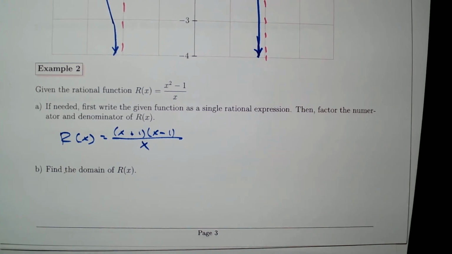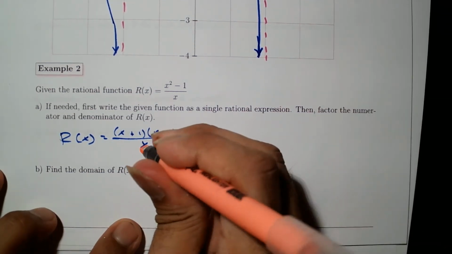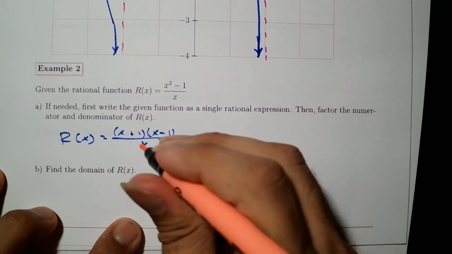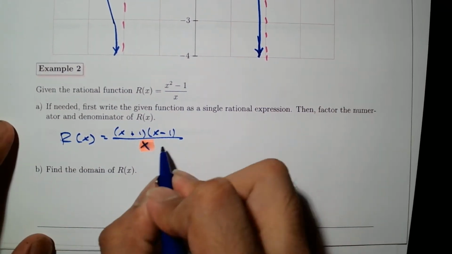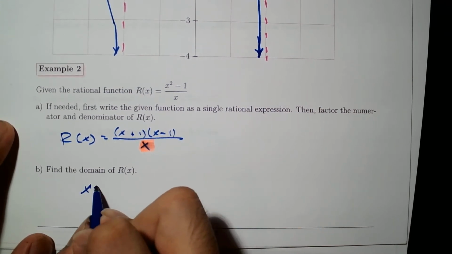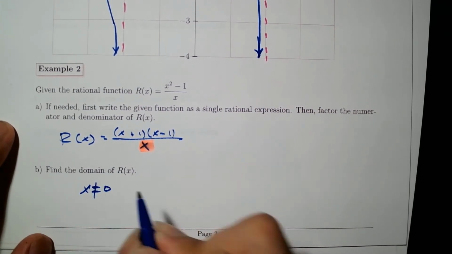To find the domain, keep in mind that it is only the denominator that's causing trouble here. So let's highlight the denominator x and set it equal to 0. So x cannot be 0.